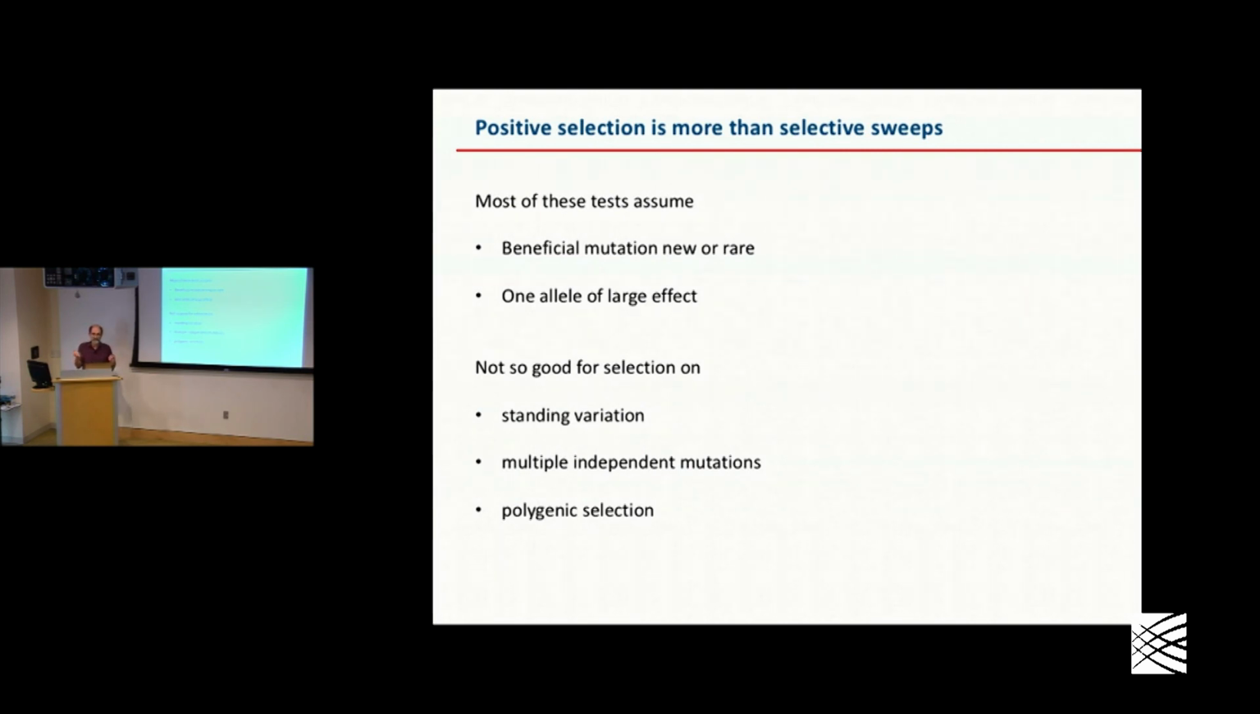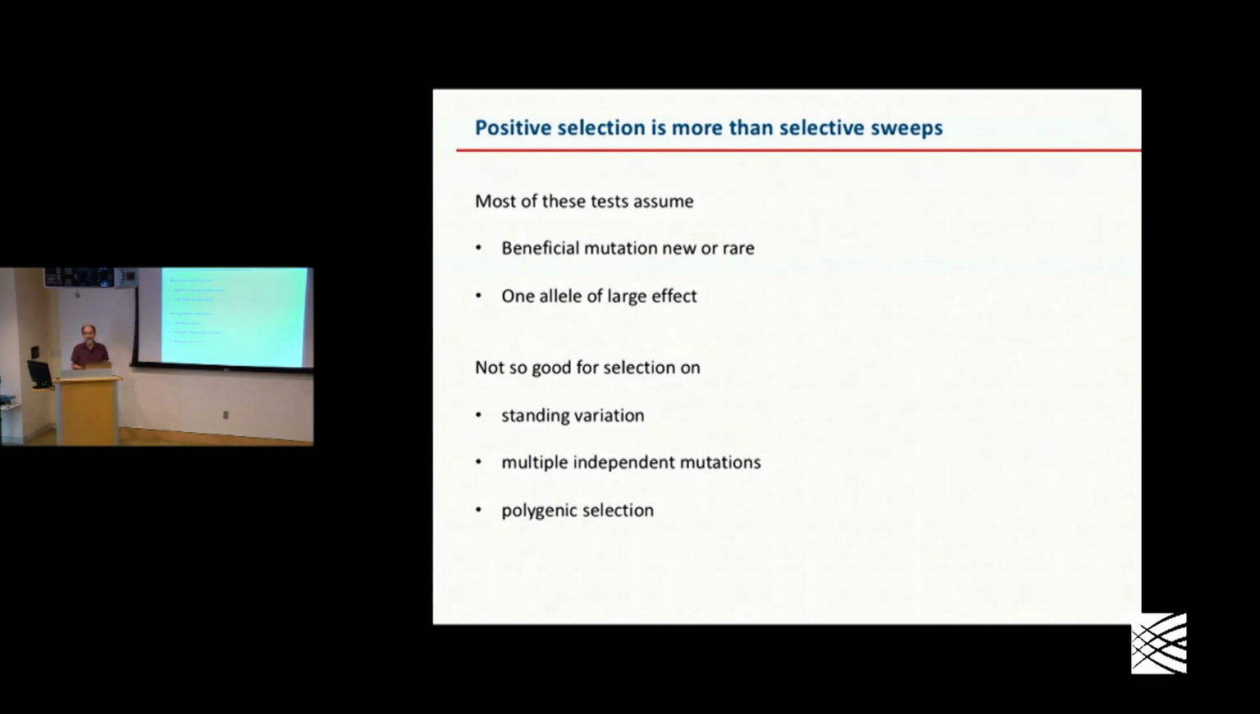And that means it's either a new mutation and it's one allele that has a large effect. But lots of selection, lots of evolution is probably not like that. There's lots of standing variation in the population. As you move into a new environment or the environment changes, some of that variation can be beneficial. And that's not going to show up in these tests because it's already occurring on lots of different haplotypes.